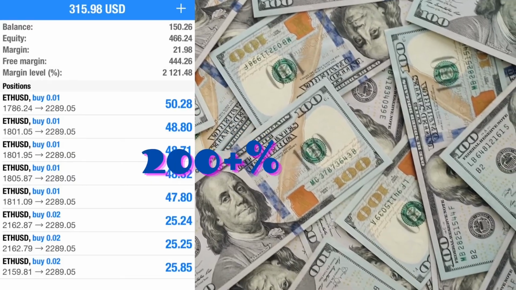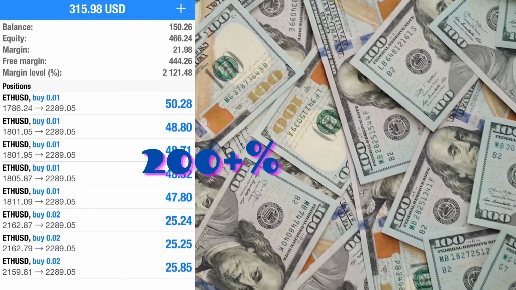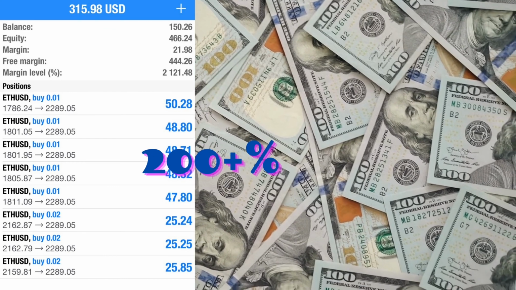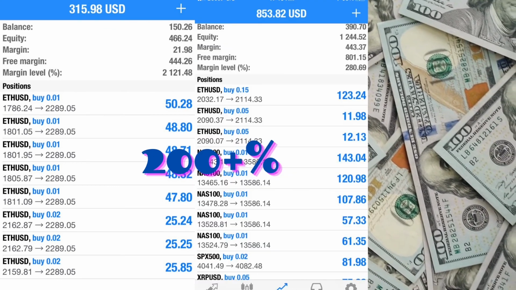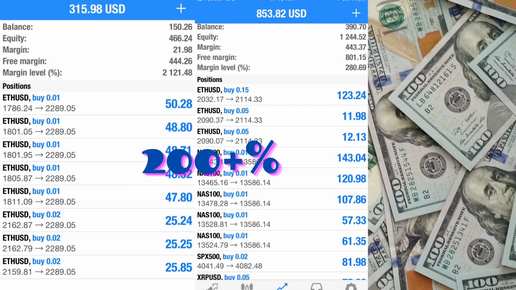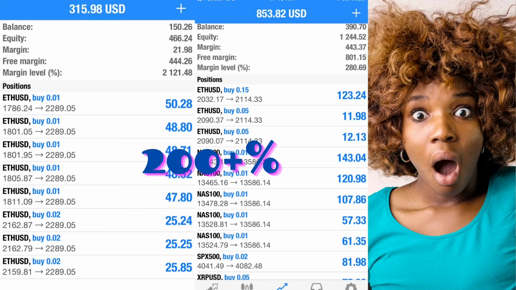Here, I tripled my small Ethereum account, turning $150 into around $465, using these MACD tips and techniques. After about a $70 drawdown, I was able to turn the remaining $390 into a whopping $1,200, tripling my account again. All thanks to these MACD tips and techniques.